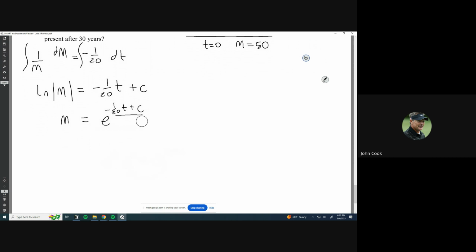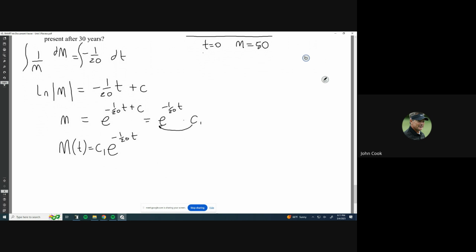So if I split this apart, here's what I end up with. Again, e to the negative 1 over 20 times t, times e to the power of c. And e to the power of c is just another number. So I'm just going to call that a number, c1. And that allows me to say that the mass, at time t, is equal to e to the negative 1 over 20 times t with some constant multiplying on it, so c1, because I can just move that to the front if I want to. Okay, so there we go.